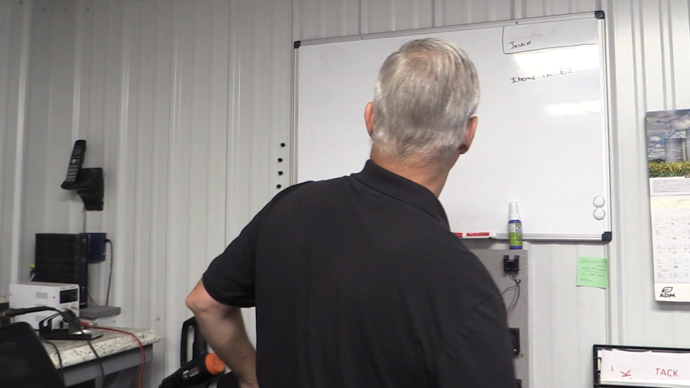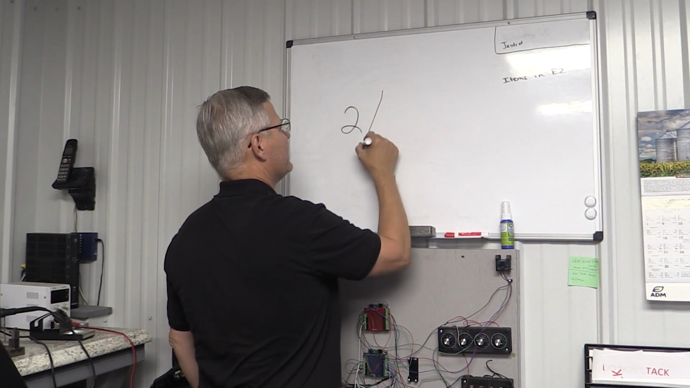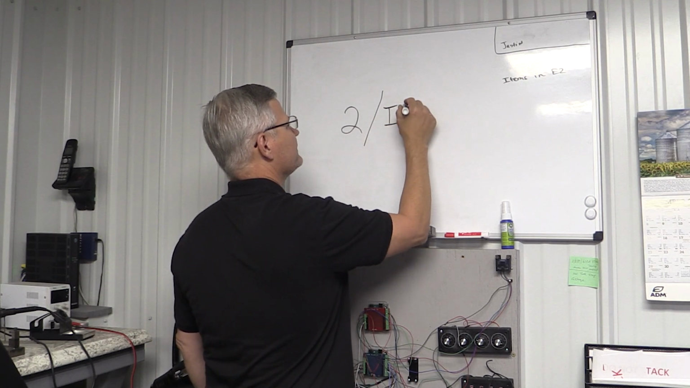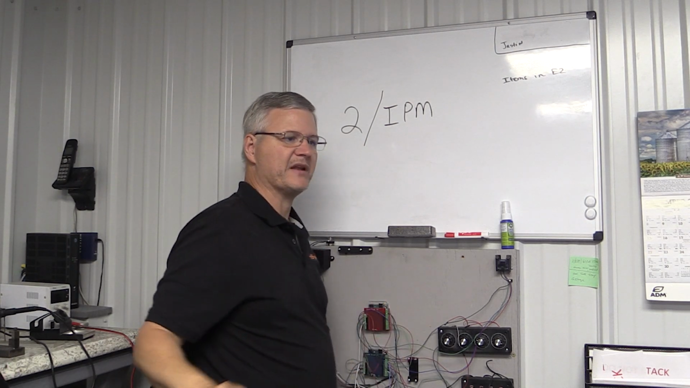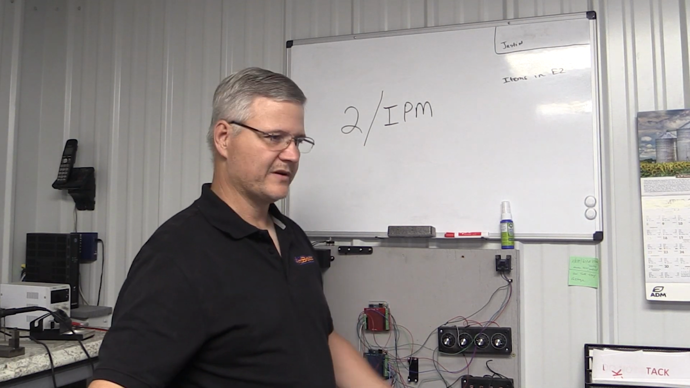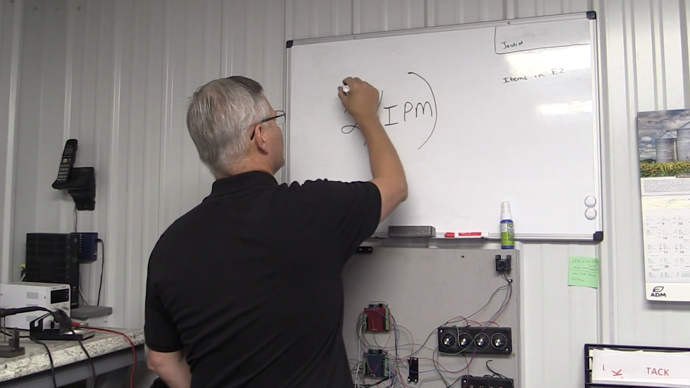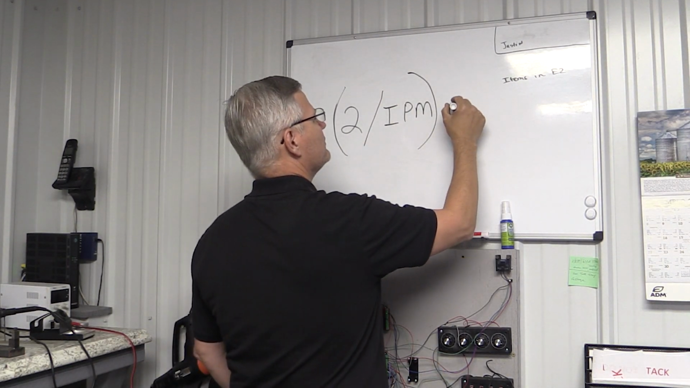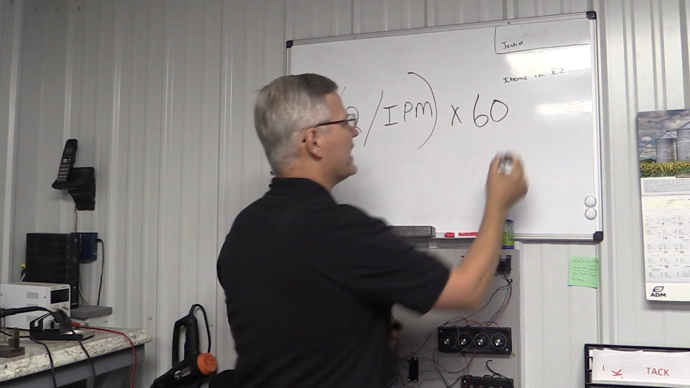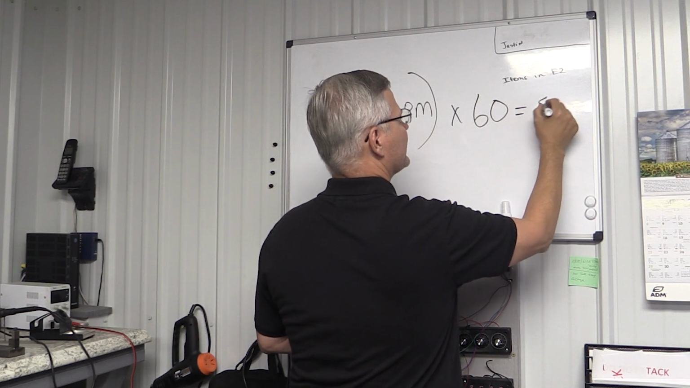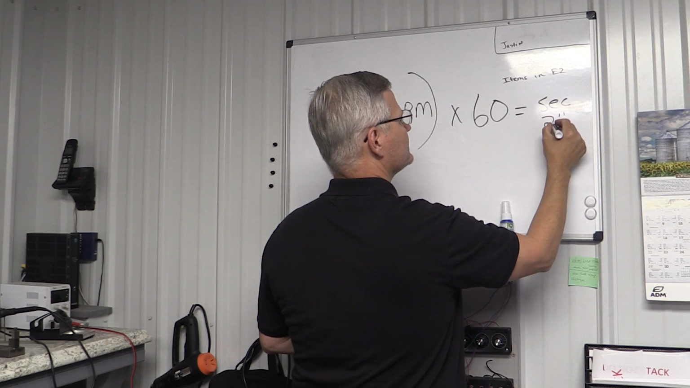You want to take 2 divided by your inches per minute, and that's the inches per minute that you desire to run, whether it's 5 or 25. And then you're going to multiply that times 60, and that equals your seconds to travel the 2 inches.